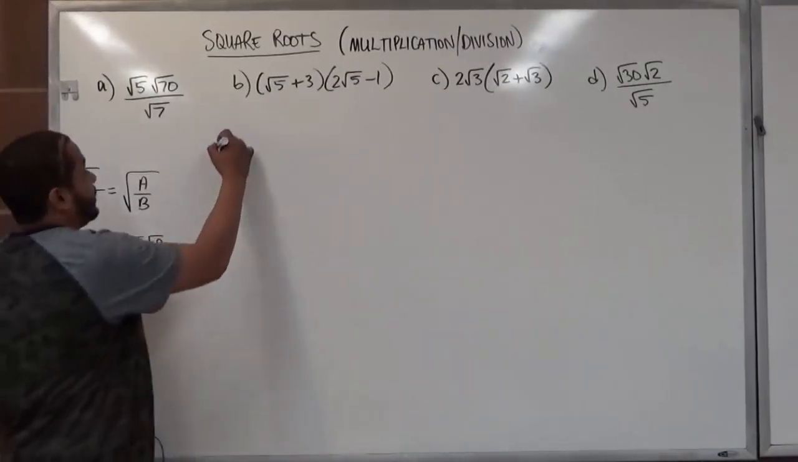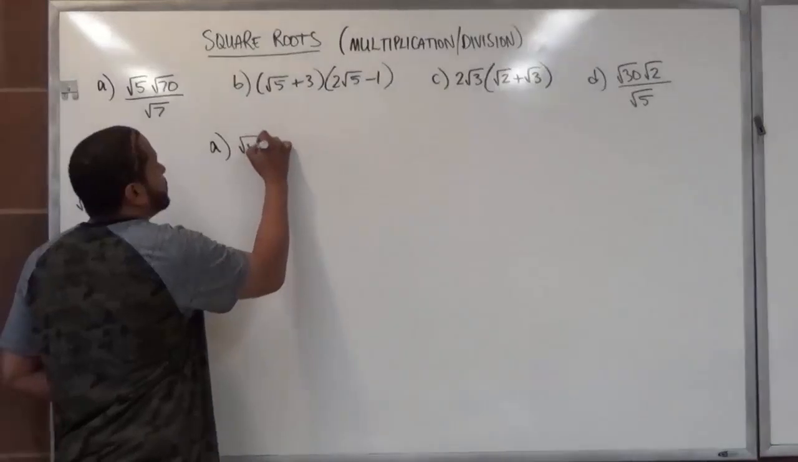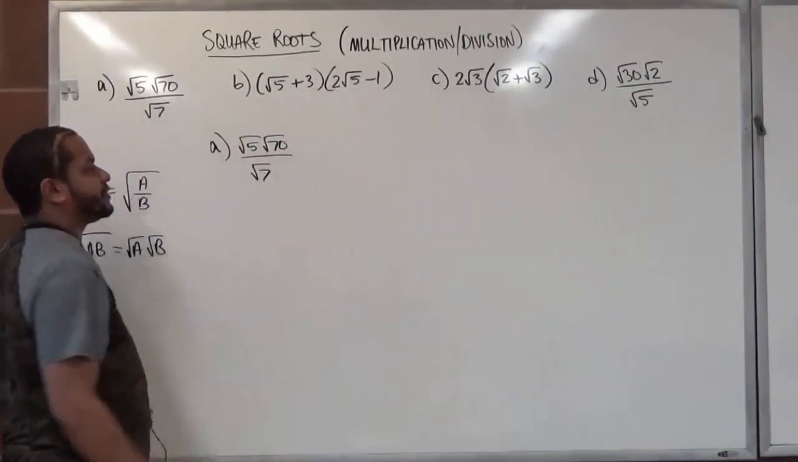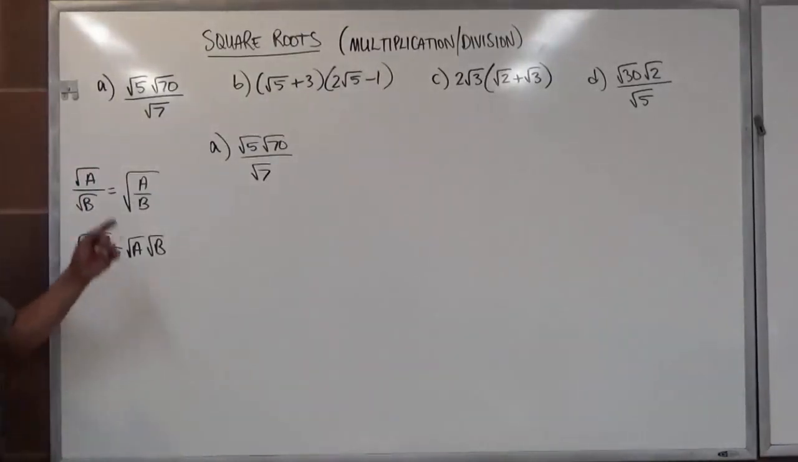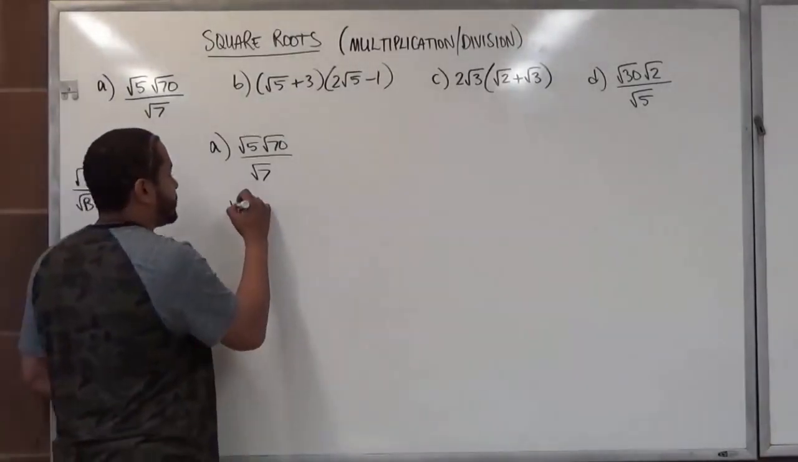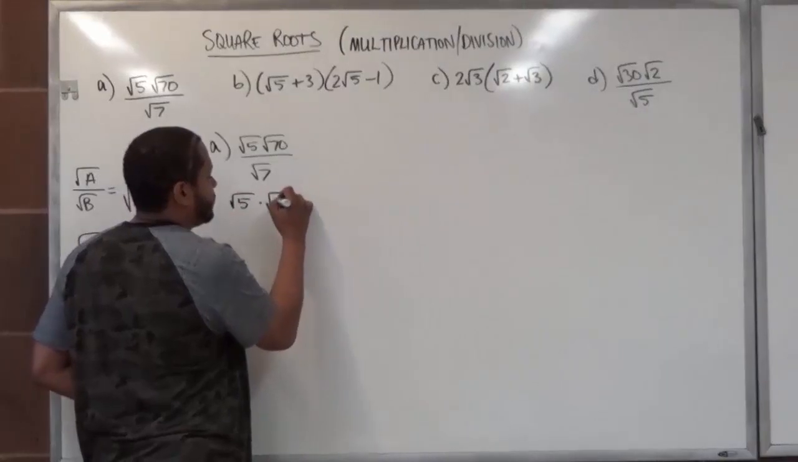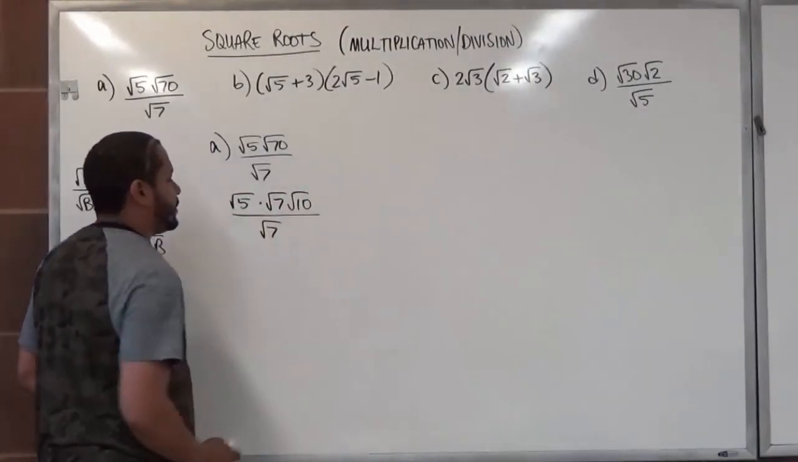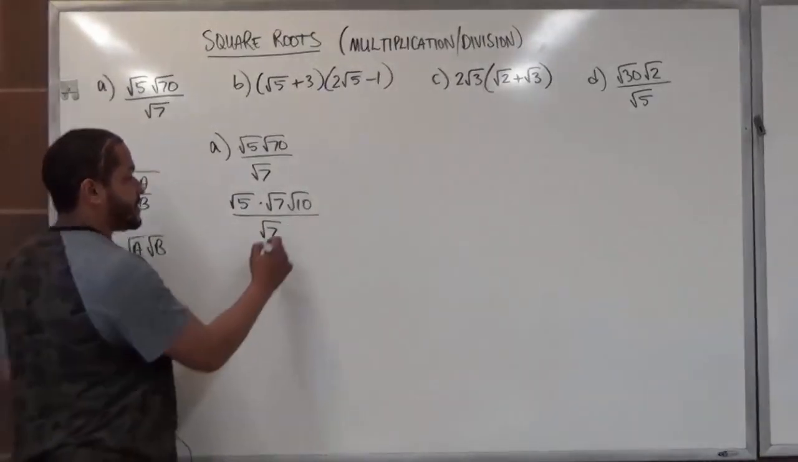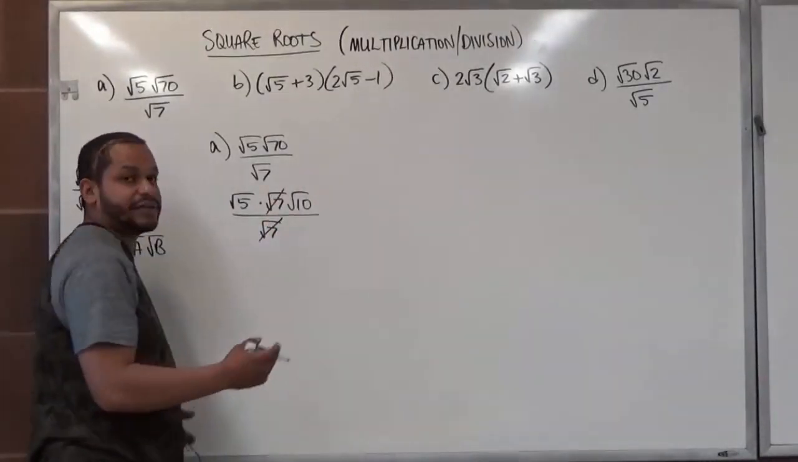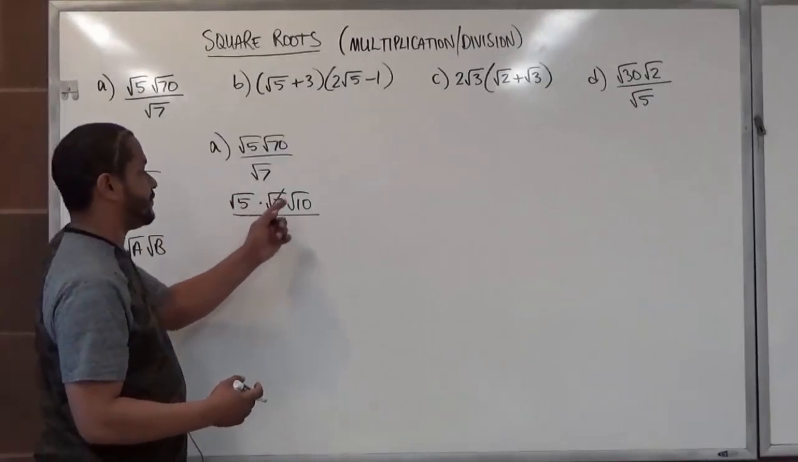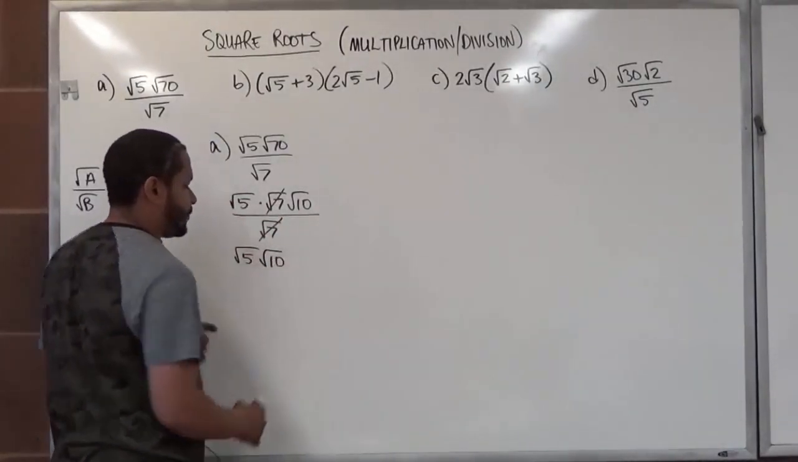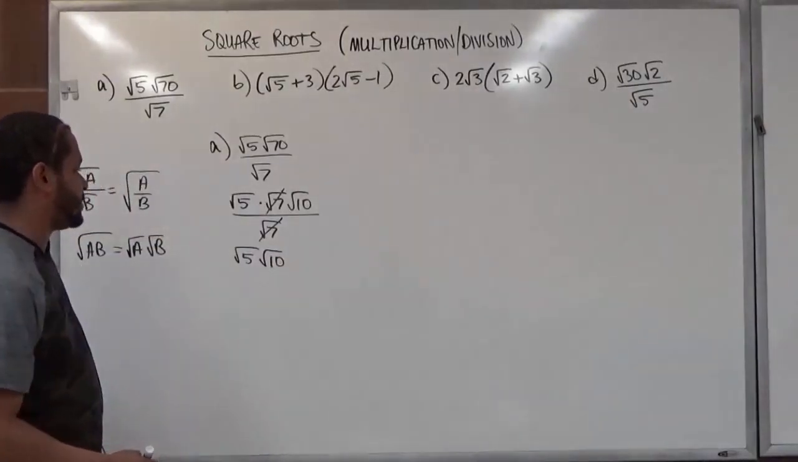And so for part A here, what I want to do is take the square root of 5 times the square root of 70 over the square root of 7 and factor the square root of 70 into the square root of 7 times 10. And so we have the square root of 5 times the square root of 7 times the square root of 10 over the square root of 7. And what happens here is the square root of 7s perfectly go away when they divide into 1. And what we're left with is the square root of 5 times the square root of 10 over 1, which is just the square root of 5 times the square root of 10.